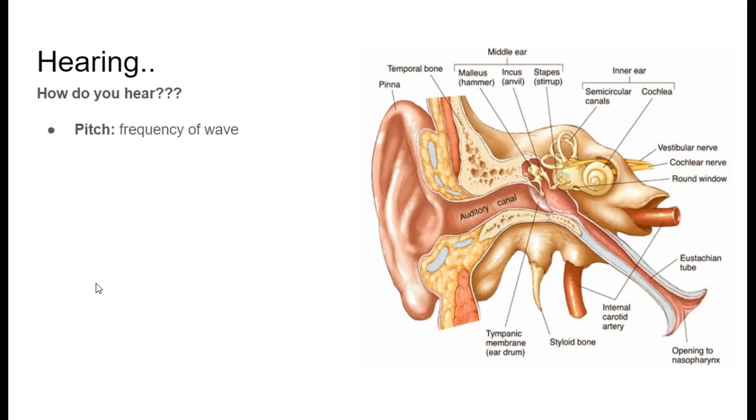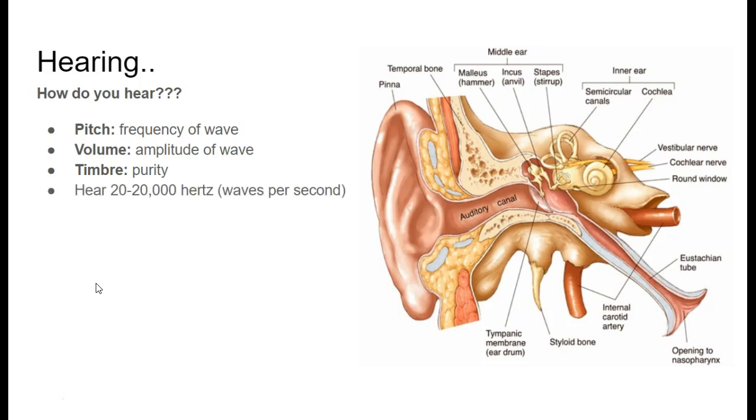Well, first, pitch is, again, sound waves. As sound waves are entering your ear, we understand pitch by how fast those sound waves enter, so the frequency of that wave. We understand volume because of the amplitude of that wave. And we understand what we call timbre by the purity of that wave. We hear about 20 to 20,000 hertz, or waves per second.